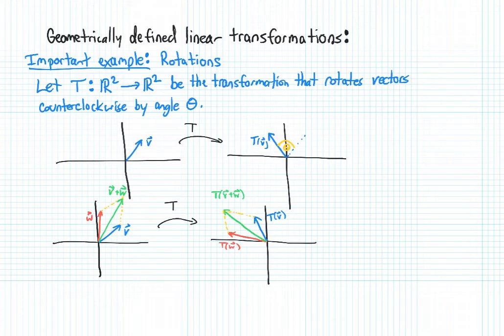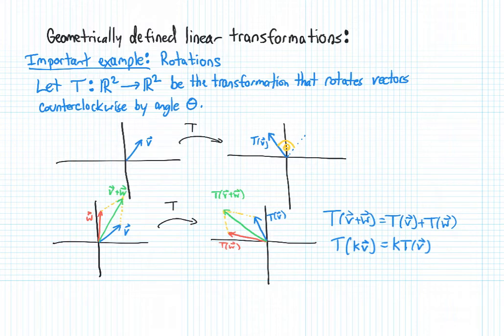And I won't draw the picture, but you can make a similar argument for scalar multiples, that if you multiply a vector by a scalar, that changes the length of that vector. And if you think geometrically, it's pretty clear that if you rescale and then rotate, you'll get the same thing as if you rotate first and then rescale. And so then that tells us that T of kv is equal to k times T of v. And just remember, these two equations are the equations that tell us that T is linear.